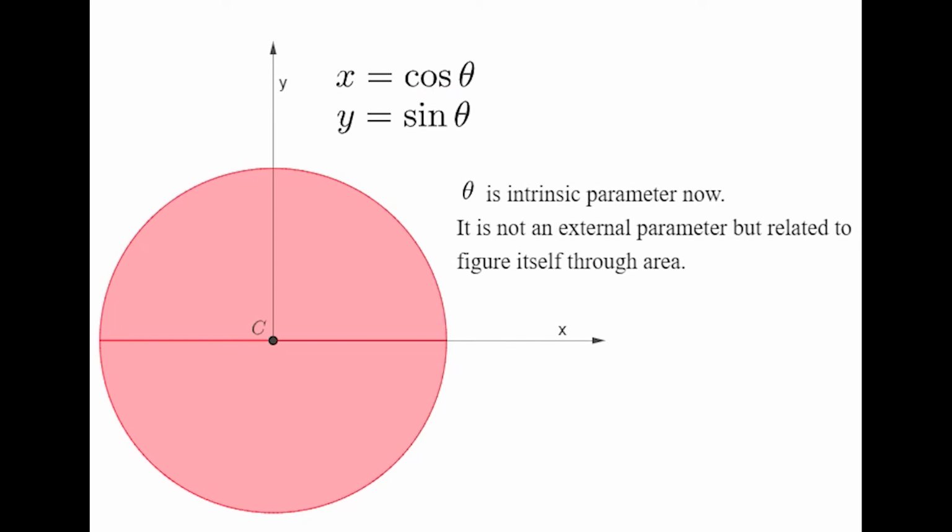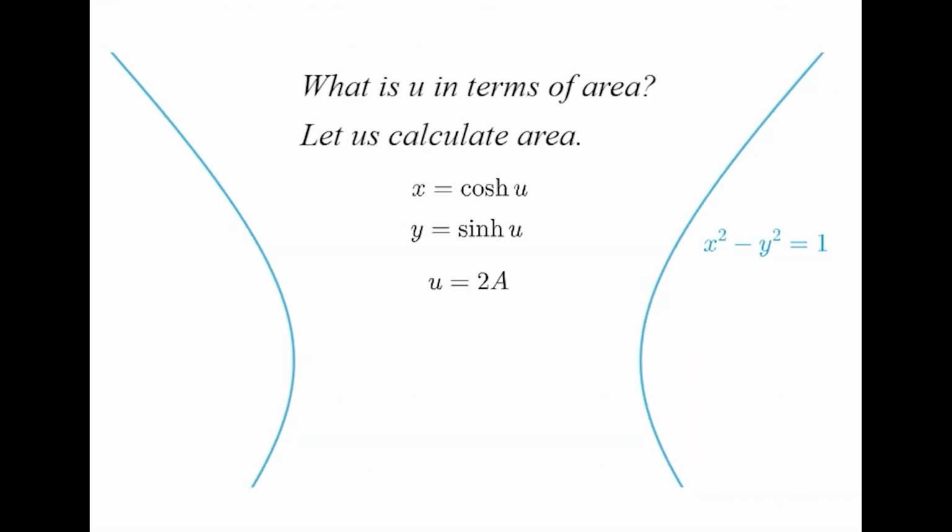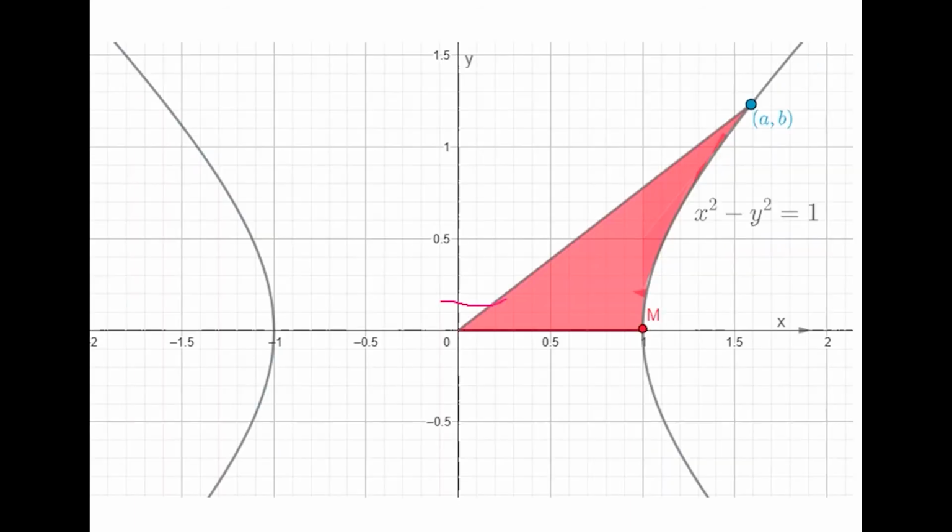So now we will do the same with hyperbola. Let's suppose we have a parameter u, and parametric equations of unit hyperbola be x is equal to cosh u and y is equal to sinh u. Now we will set the same as before, u is equal to 2 times A. So now suppose a point (a, b) is on hyperbola and a line from origin to this point. We have to find the shaded area, as area is between line and hyperbola.